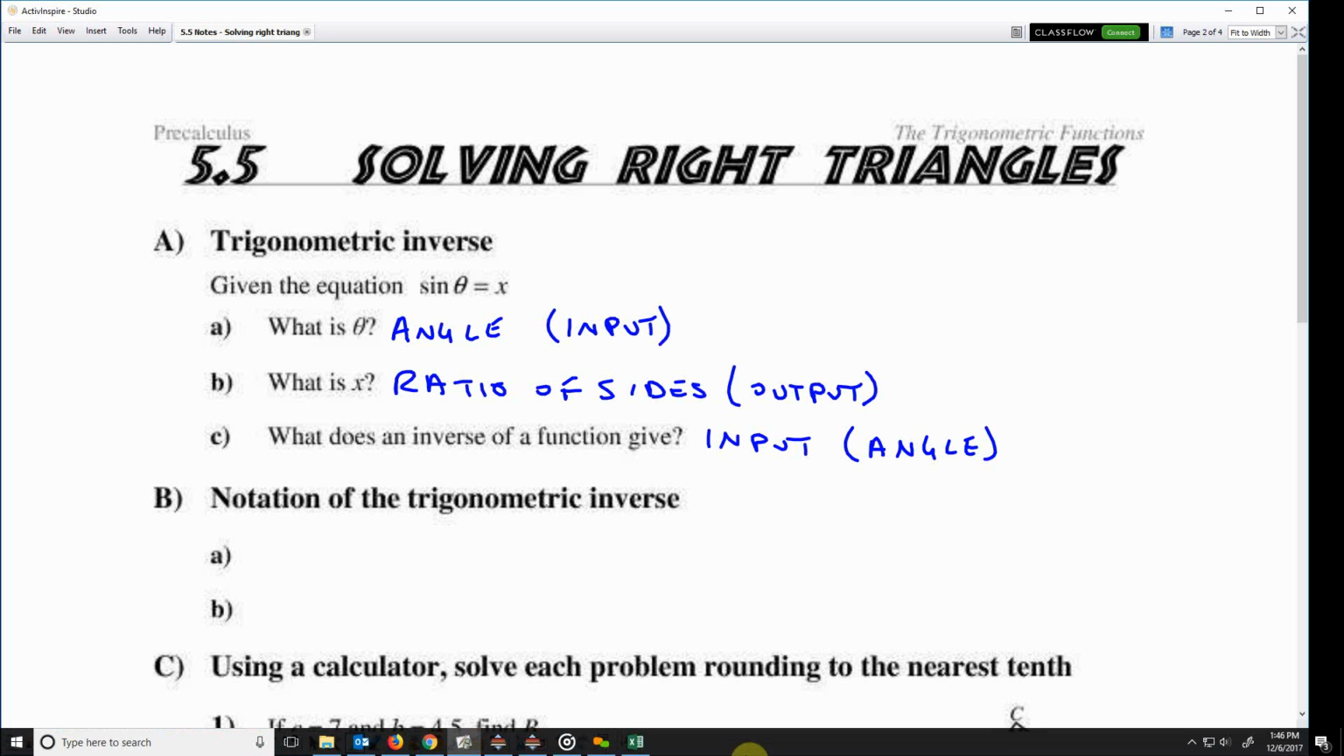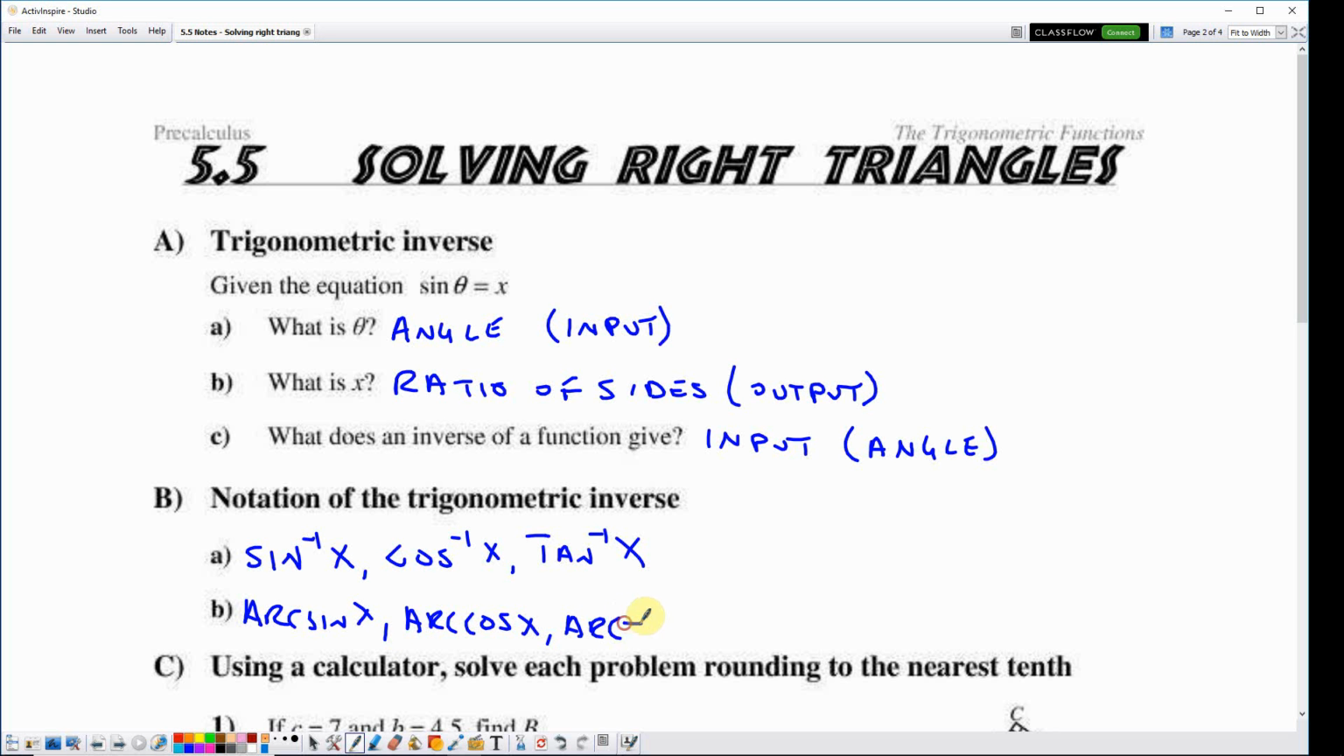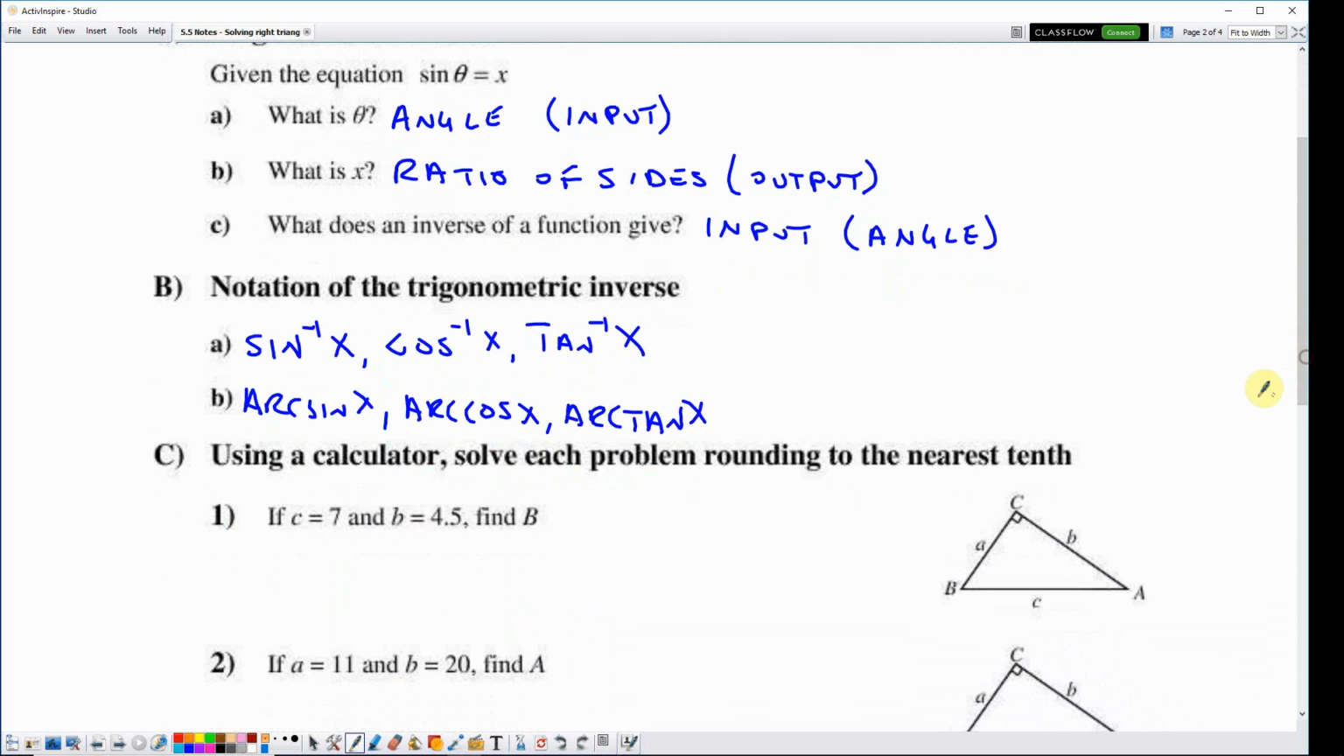There are a couple different notations for a trigonometric inverse. One looks like this: sine with a -1 x, cosine the same way, and tangent. That's one notation for a trigonometric inverse. Another is like this: arc sine x, arc cosine x, and arc tangent x. Both mean the same thing. The second way is just a little bit more formal.